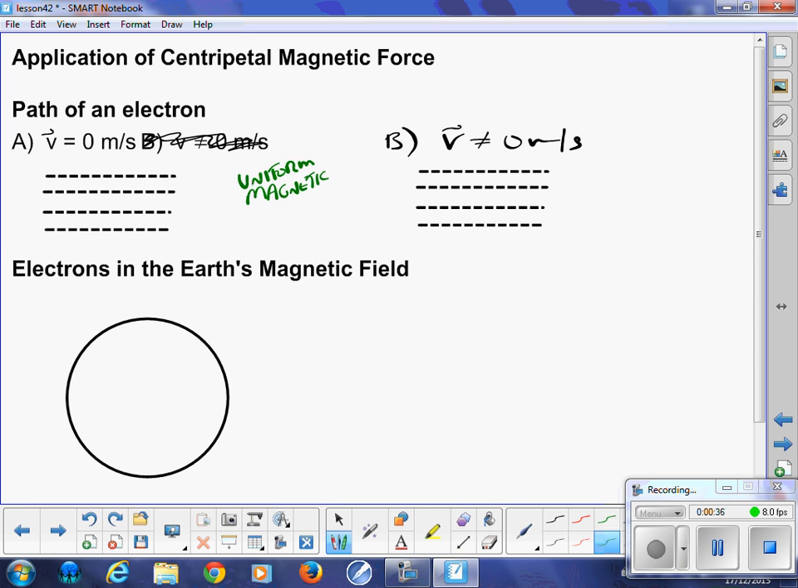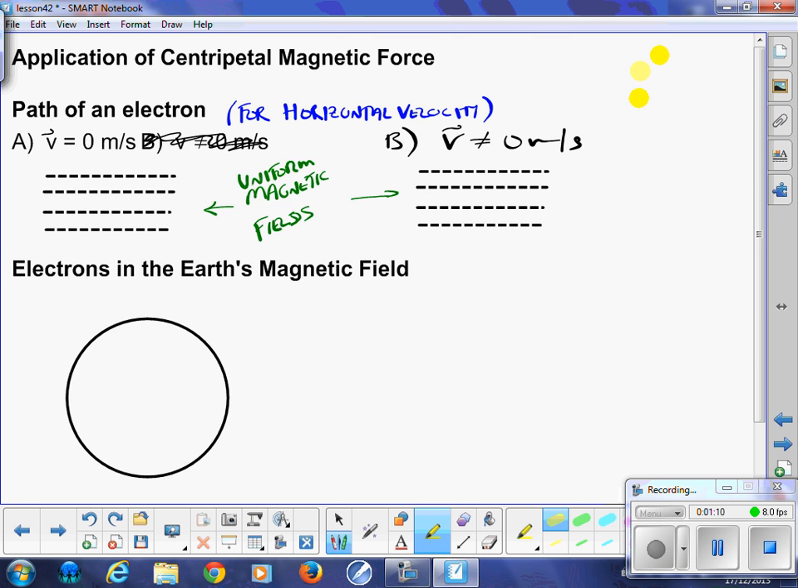Magnetic fields here and here. So the black dashed lines represent magnetic fields. If we're talking about horizontal velocity, okay, so for horizontal velocity, what happens? So I just talked about on the previous video here, we talked about it entering this uniform field.